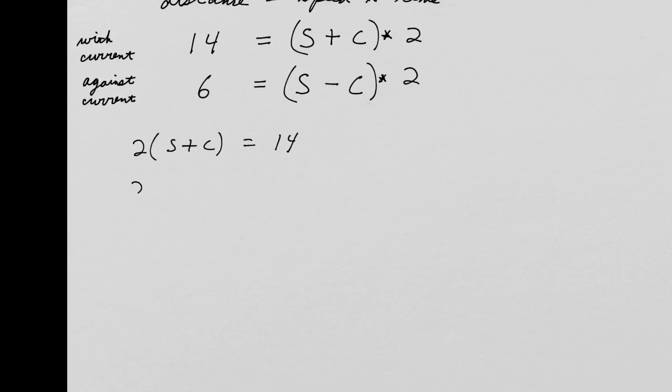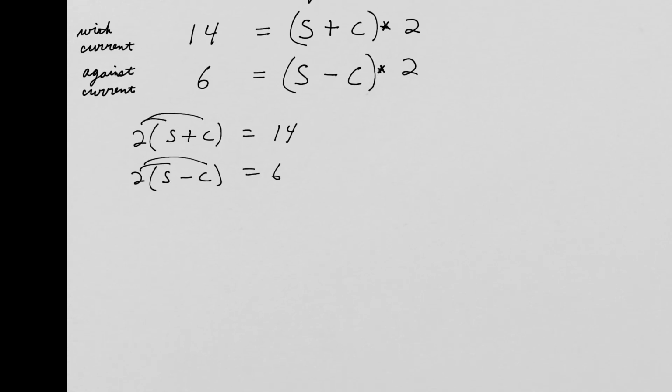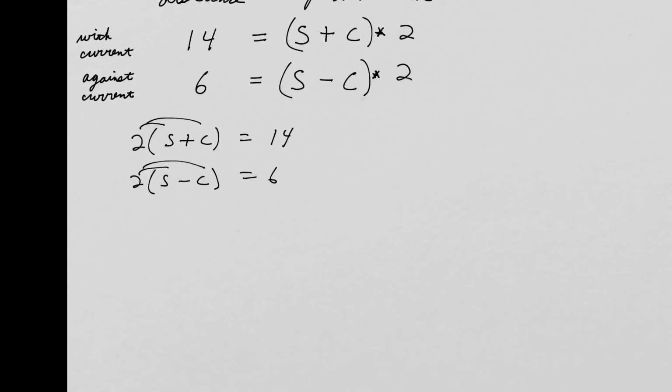And then for the second one, I'll do the same thing. So 2 times S minus C is equal to 6. And now we're going to distribute in the 2. So for the first equation, I'm going to get 2S plus 2 times C is 2C. That's equal to 14. In the second equation, I'm going to get 2S minus 2C. That's equal to 6.